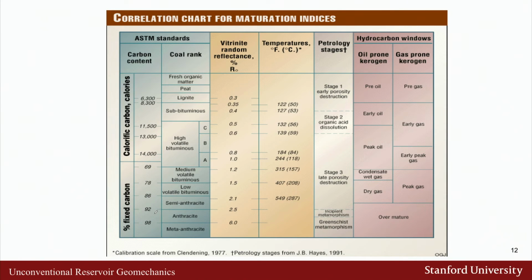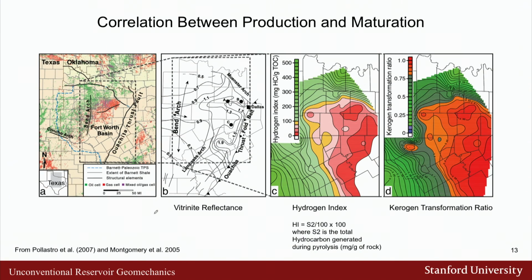What is happening diagenetically is shown by the petrology stages in a very generalized sort of way. But it's a nice overview of how vitrinite reflectance, temperature, and maturation and production of hydrocarbons occurs with depth and temperature. And if you wanted to again assign specific depths to this, again keep in mind a reasonable thermal gradient is 25 to 30 degrees centigrade per kilometer.